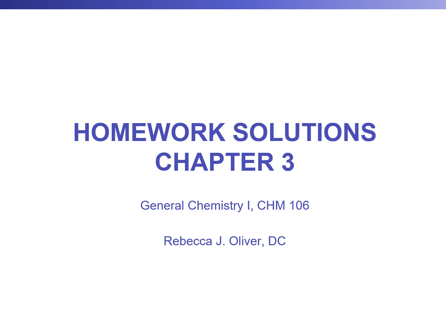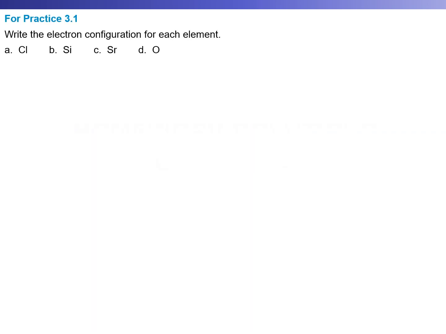Let's get started. All right, so here we are for our first practice problem, which is your homework problem. They want us to write the electron configuration for each of the elements below, and we're going to start off by looking at chlorine.